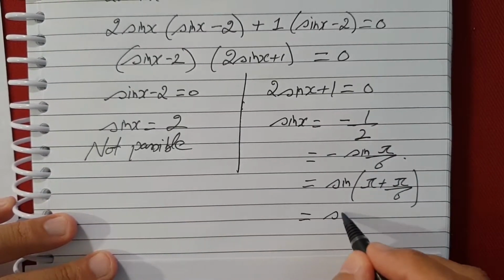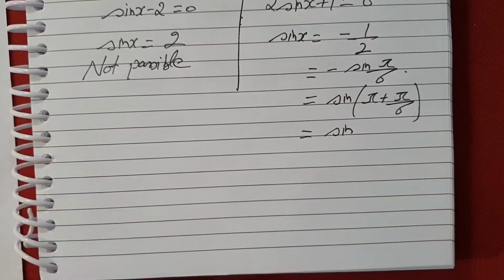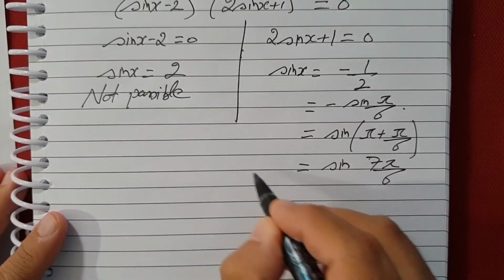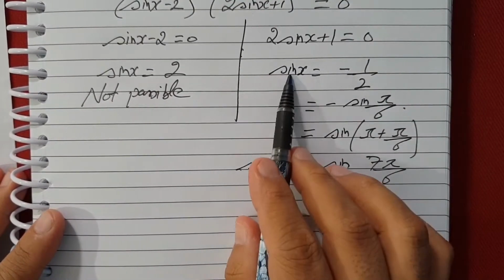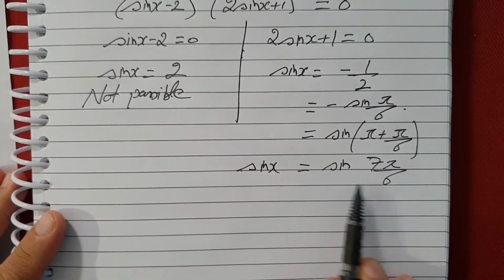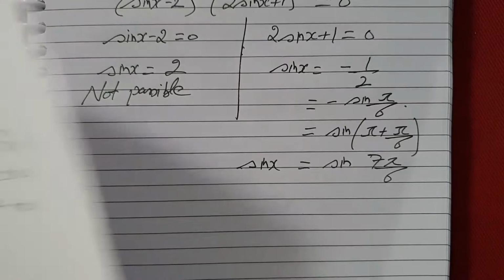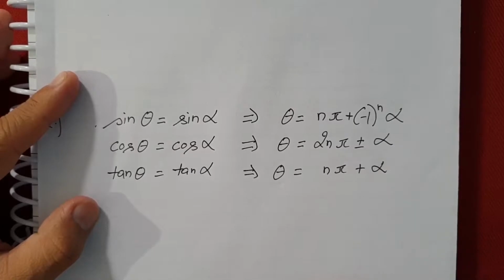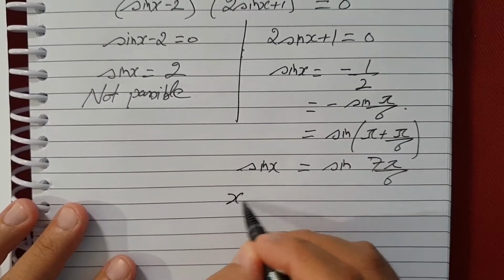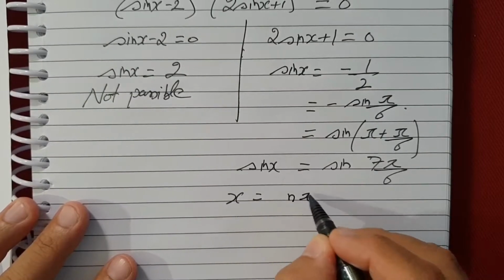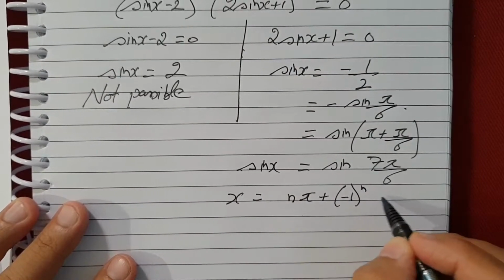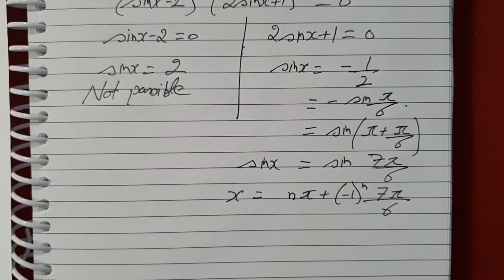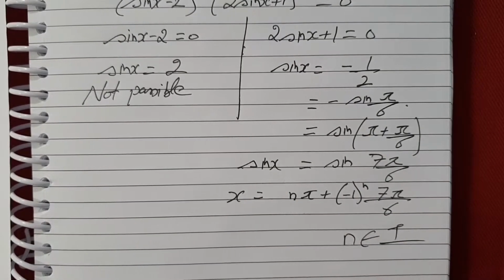So this is equal to sine 7 pi by 6, which is equal to sin x. Solving this, you get sin x equals sine 7 pi by 6. Now again using this formula, sin theta equals sin alpha, theta is n pi plus minus 1 to the power n alpha. Now see, what is x? x equals n pi plus minus 1 to the power n 7 pi by 6. So this is the general solution, minus 1 to the power n, where n belongs to integer.